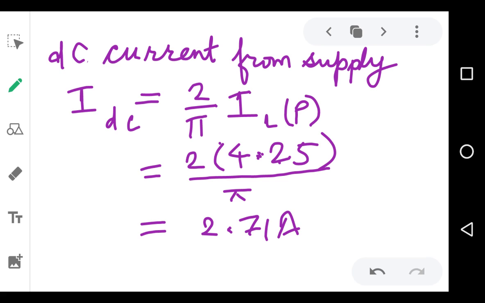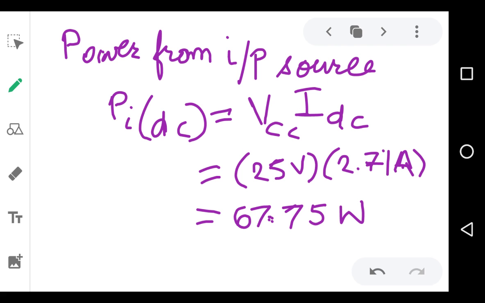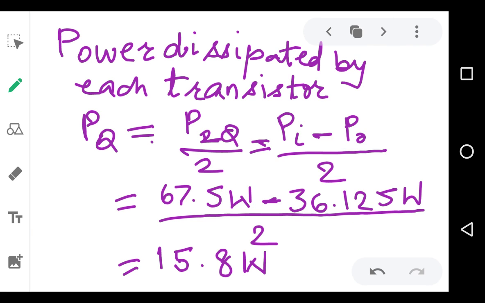DC current from supply is 2 upon pi times IL peak value, so 2.71 amperes. Power from input source is VCC times IDC, so 67.75 watts. Power dissipated by each transistor is PQ. 2 times PQ is the total power dissipated by a pair of transistors, so it is divided by 2. Take the difference of the two powers between the input and the output power and divide by 2. You will get the answer as 15.8 watts.